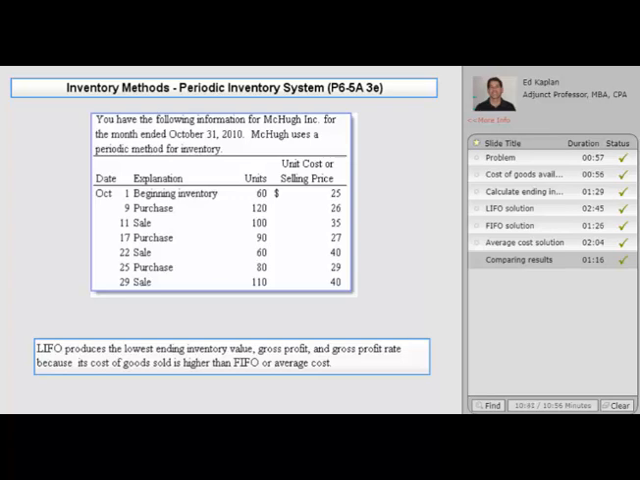FIFO will act just the opposite. FIFO will get you the best income statement because it winds up showing you the lowest cost of goods sold, the highest gross profit, the highest net income, and the average cost will fall somewhere in the middle.